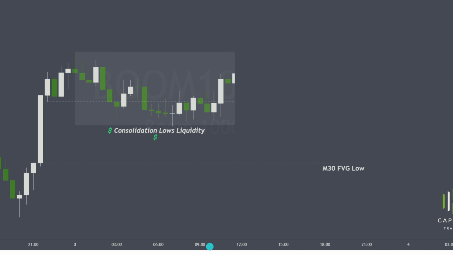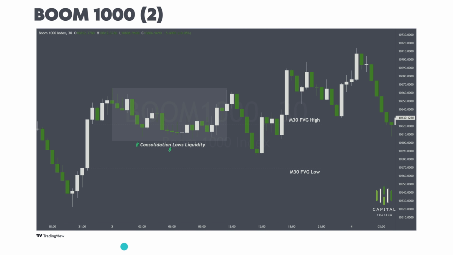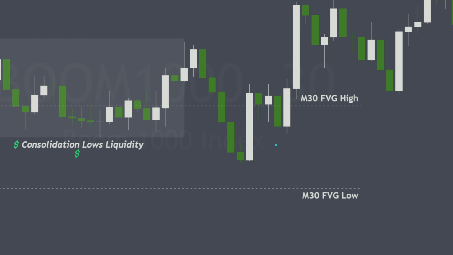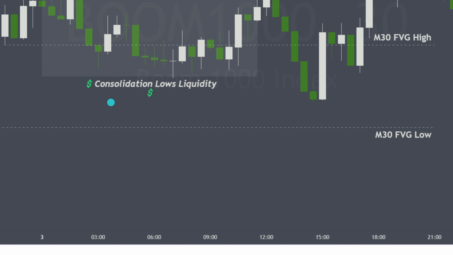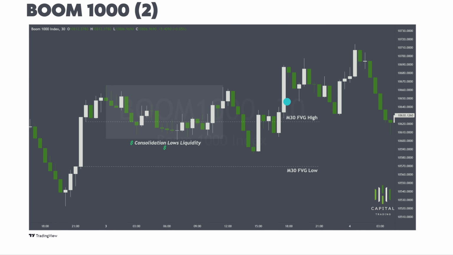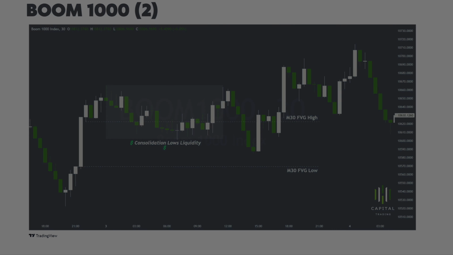So what price did was, using the fair value gap, they dove deeper into the fair value gap, but didn't completely fill it. But they achieved our goal of reaching into our consolidation low liquidity. That's what happened here. Then they spiked to the upside. So this was a good pattern identification, a way price reached beautifully into our consolidation liquidity.